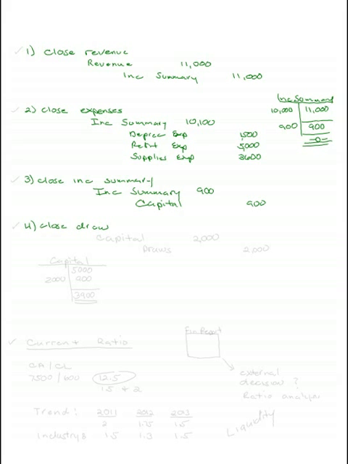And finally we need one more entry, and that's to close draws. Capital goes down when the owner draws out money. Our owner took out $2,000. So we'll debit the capital account and we'll credit draws. That will take draws to 0.